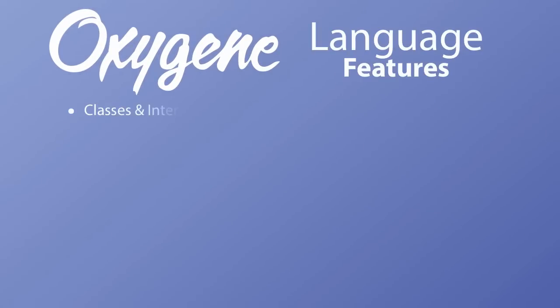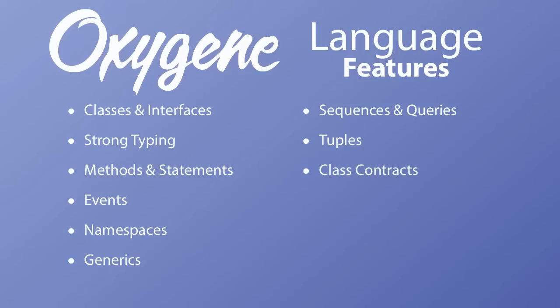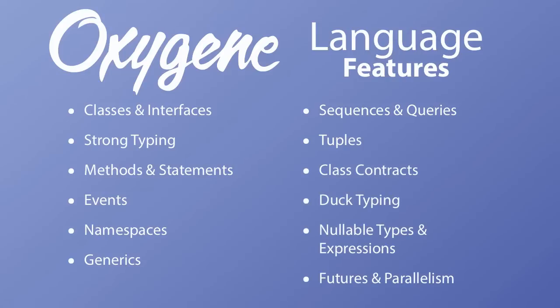The Oxygen language provides a combination of language features that ease the development process, from basic object-oriented language concepts found in most modern languages, like classes with methods, properties, and events, to sophisticated specialized language features that enable and ease specific development tasks such as multi-threaded applications and aspect-oriented programming. Many of these features are unique to Oxygen.